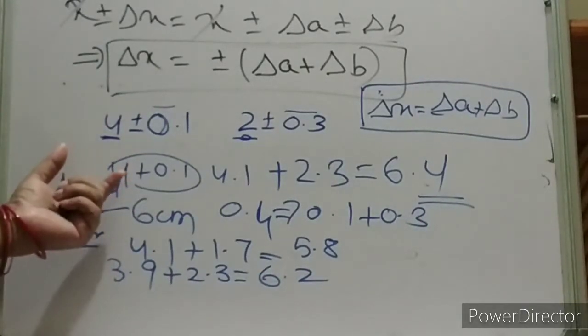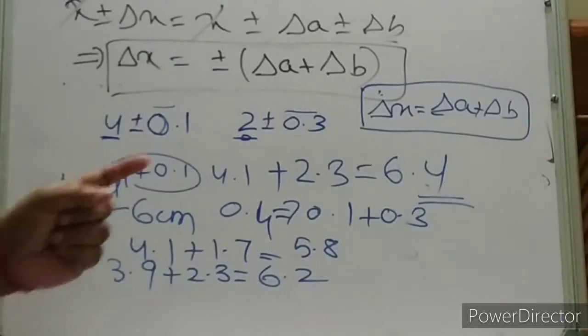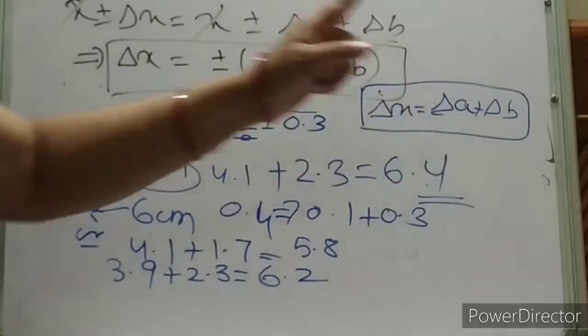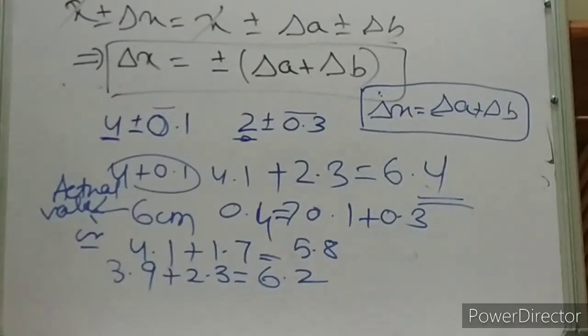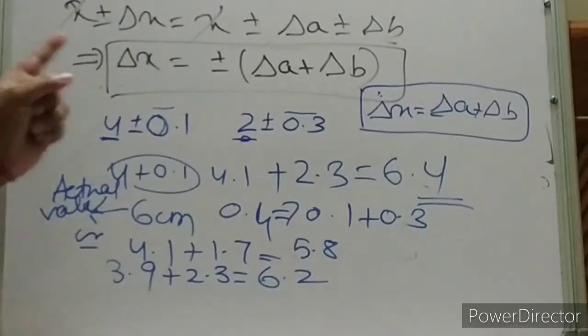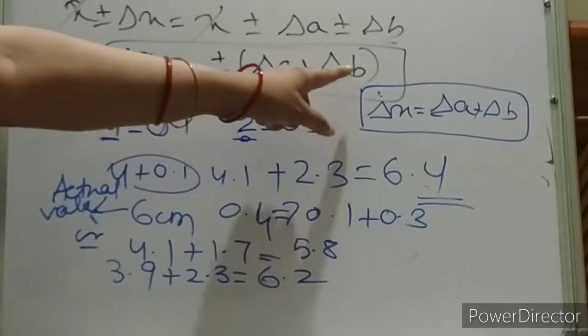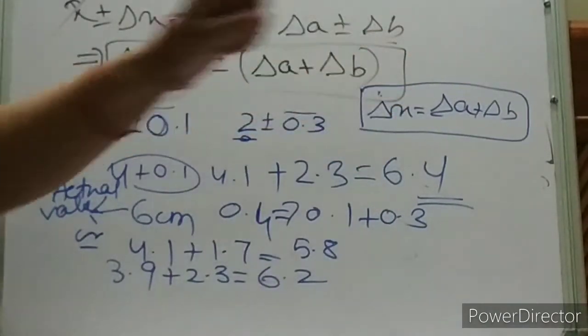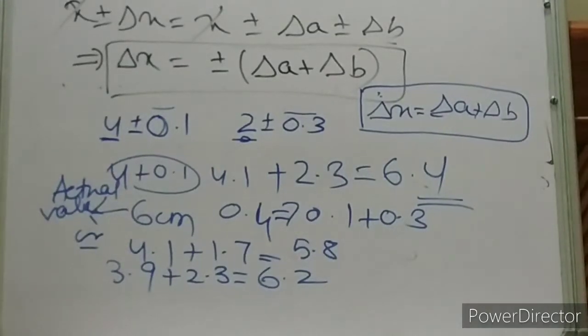Is it clear now? So your maximum error is always like this. You just add it. Okay? So when two quantities are added or subtracted, your absolute result, the final result, is always the sum of the absolute errors in the individual quantities. Clear? Now let us discuss subtraction.